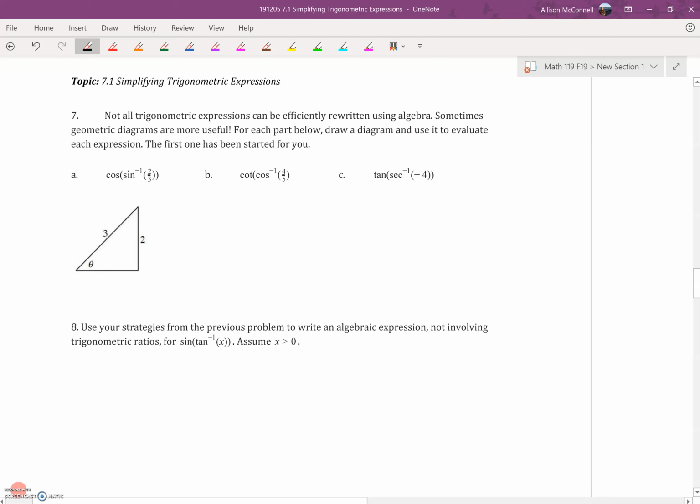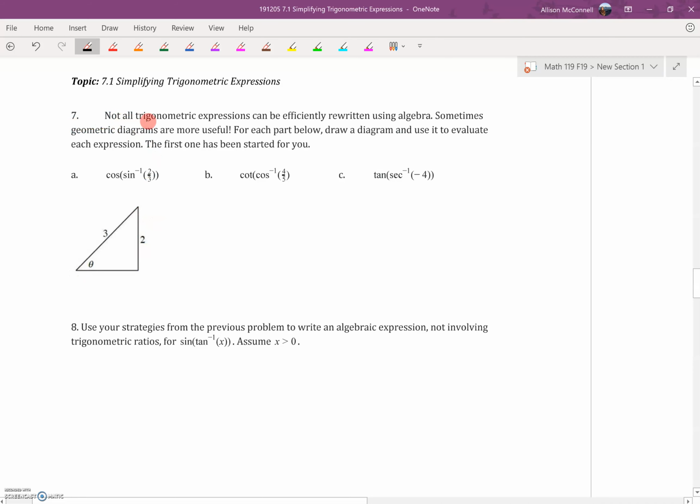Hi everyone, this is part 2 of your 7.1 Simplifying Trigonometric Expressions video. I'm just going to show you one example from number 7 and then I will get you started on number 8. So what you can see is that in part A, it's actually already started for you.